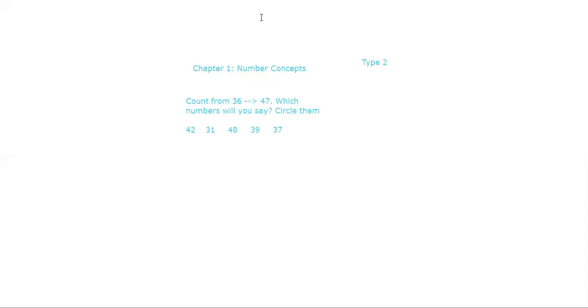So let's get our X stamp ready and let's start counting. 36, 37. Oh, look, we see 37 right here. So whenever we see a number, let's put a check mark next to it. 37, 38, 39. Oh, look at this. 39 is here too. So let's check mark it.